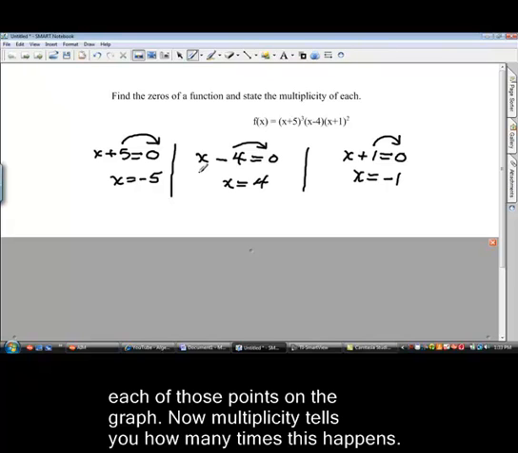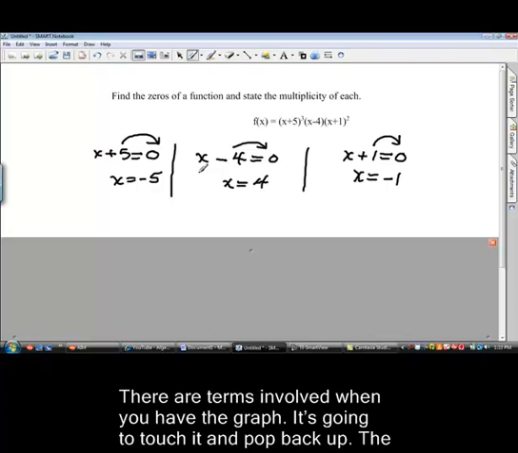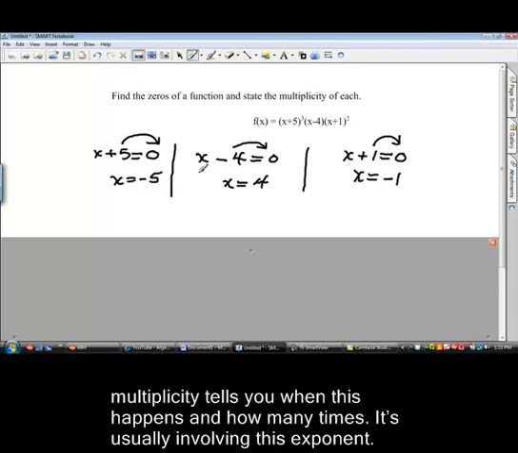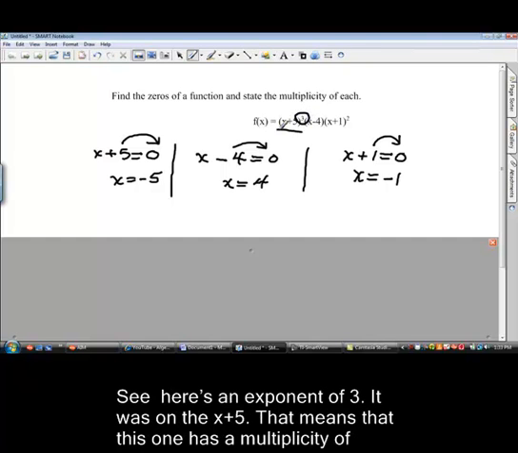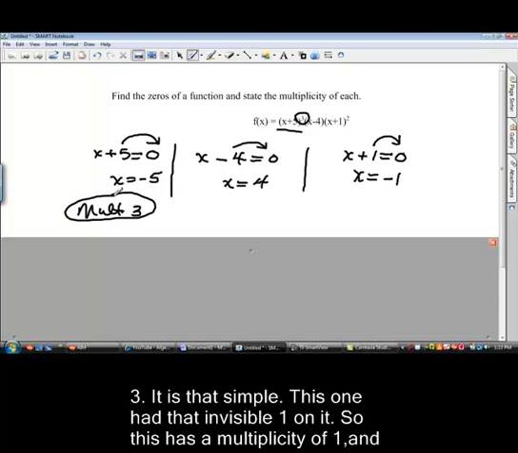That means that this function crosses the x-axis at each of those points on the graph. Now, multiplicity tells you how many times this happens. There are turns involved. When you have the graph, it's going to touch it and pop back up. The multiplicity tells you when this happens and how many times. It's usually involving this exponent. See, here's an exponent of 3. It was on the x plus 5. That means that this one has a multiplicity of 3. It is that simple.